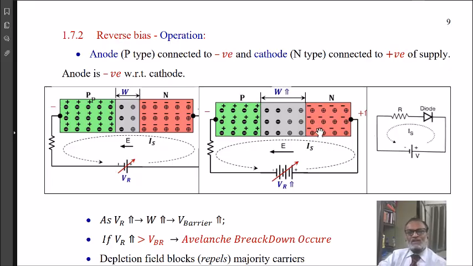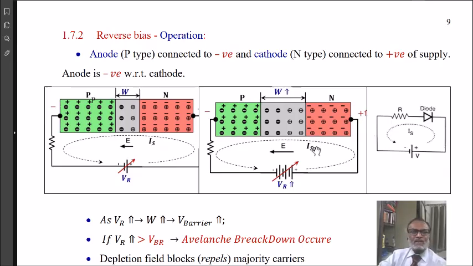Whereas the minority charge carriers on both sides are not affected and can easily cross the depletion region. In fact, they are accelerated by the externally applied reverse bias. But since they are minority in nature, the current formed by them, that is the reverse saturation current denoted here as IS, is very, very small.